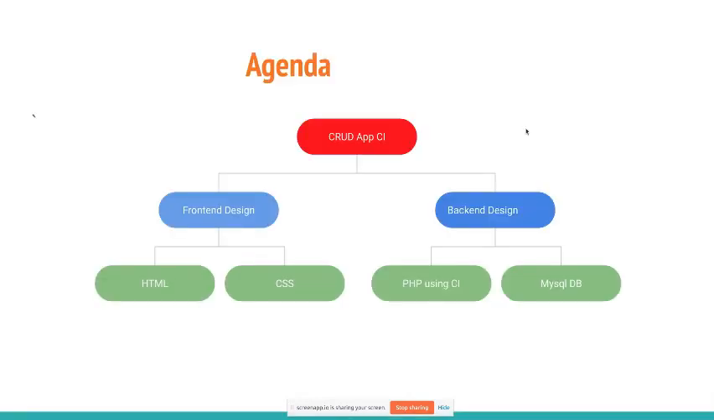Our agenda today: we want to create a CRUD application. The first agenda is developing a CRUD app with CRUD CI. In CRUD CI, we categorize into two types: the first one is front-end design and the second is back-end design. In front-end design, we use HTML, CSS, and Bootstrap. In back-end design, I use PHP with CI and a MySQL DB.